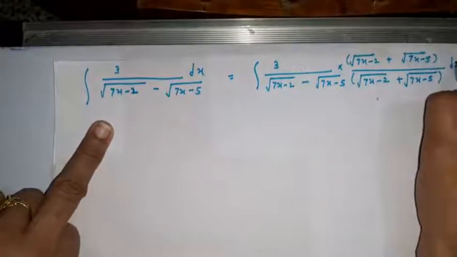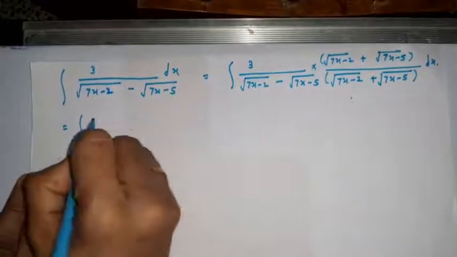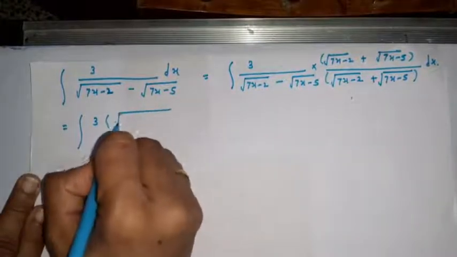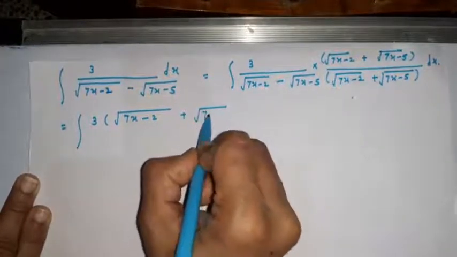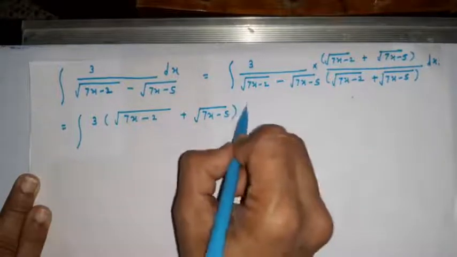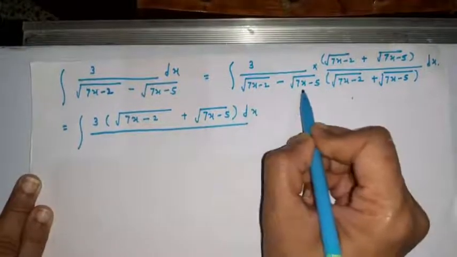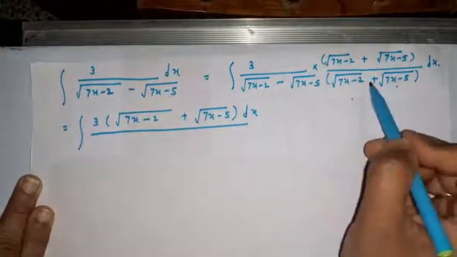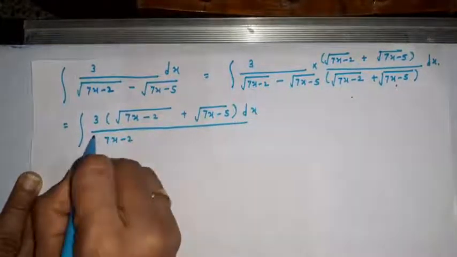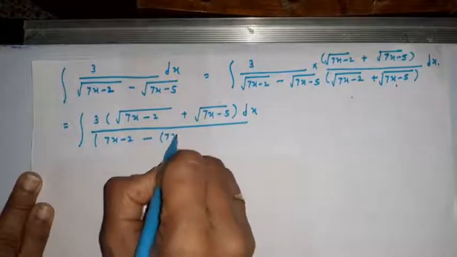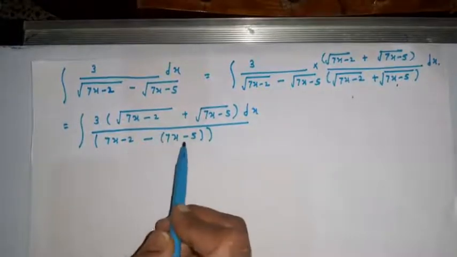Okay students, and with respect to x we have to integrate. Now this is equal to 3 into square root of 7x minus 2 plus square root of 7x minus 5, with respect to x, and at the denominator the calculation will be, this is a minus b, this is a plus b, and that is a square minus b square, and that's why it is 7x minus 2 minus 7x minus 5. So the square roots get cancelled.